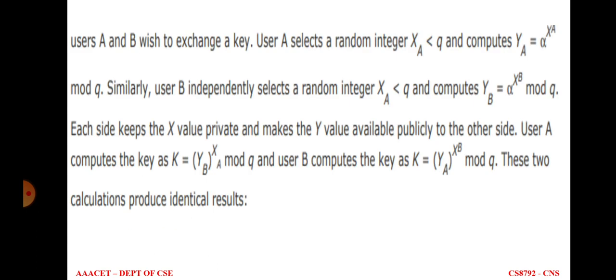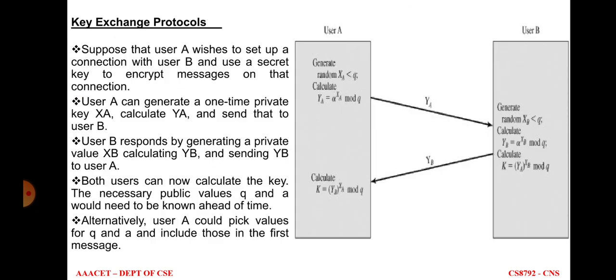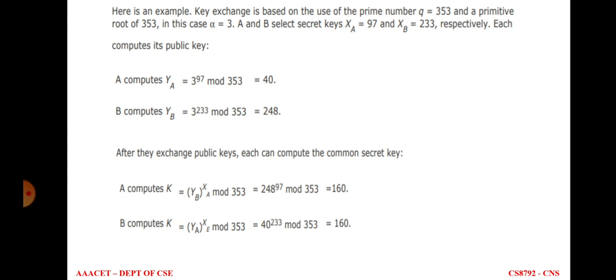So in the last point you can see that these two calculations produce identical results. The key values are the same, 160 and 160. So this secret key is shared between users A and B by using the Diffie-Hellman key exchange algorithm. This is the process of the key exchange protocol, which can be easily described in a diagram. This is the diagrammatic process of the steps we already did.